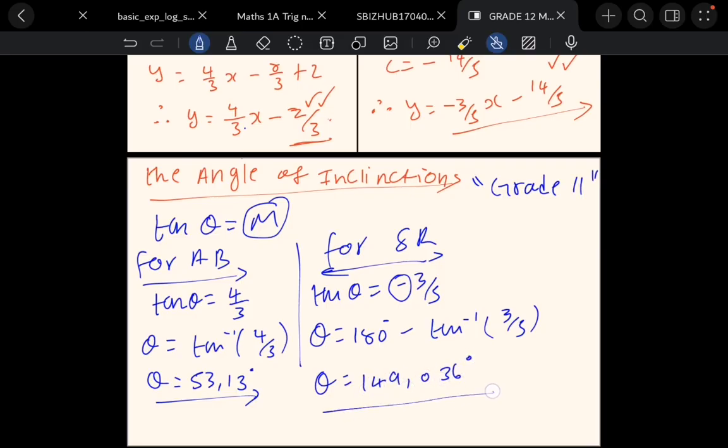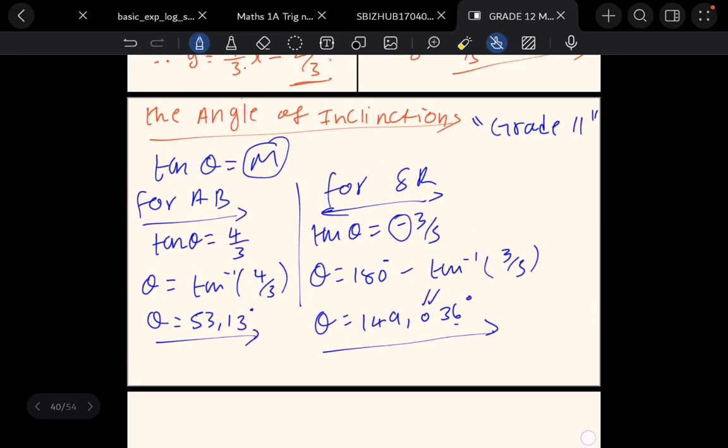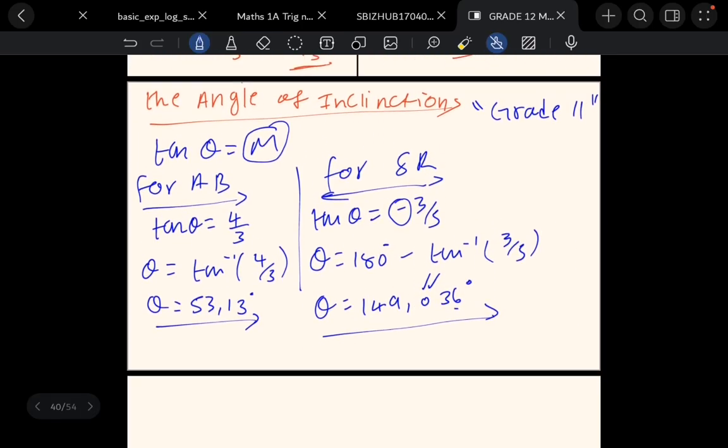That is going to be 149.036 degrees. Now, the reason we round off to 3 decimal places is that the first value here is 0. If your first value is 0, you round off to 3 decimal places. But if your first value is a number, not 0, you round off to 2 decimal places. Any questions? Right. So this is how we calculate the inclination.